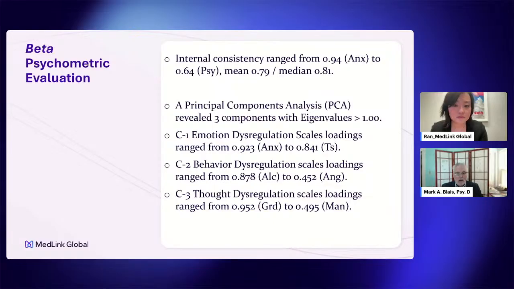The first extracted component was all the emotional distress scales, with loadings from 0.92 for anxiety to 0.84 for traumatic stress. The second component was the behavioral dysregulation scales that loaded from 0.87 for alcohol to 0.42 for anger. And the third was the thought dysregulation scales that had loadings of 0.95 for grandiosity down to 0.49 for manic activation.